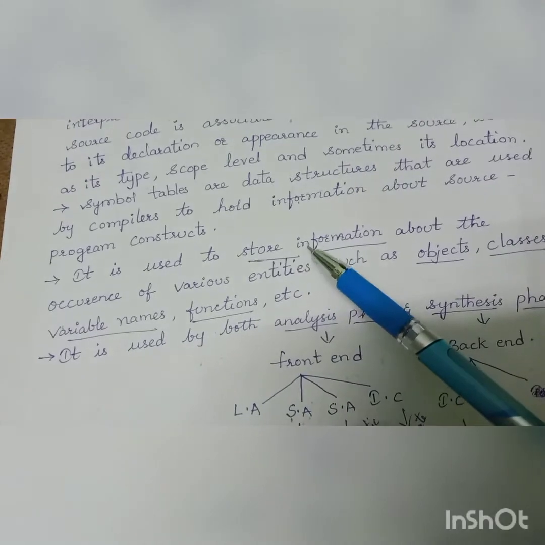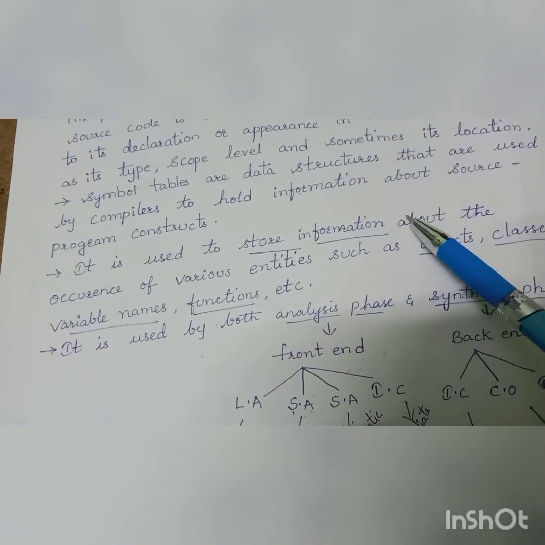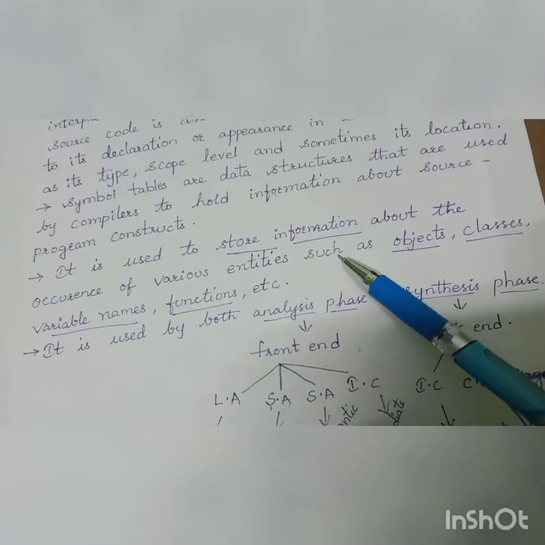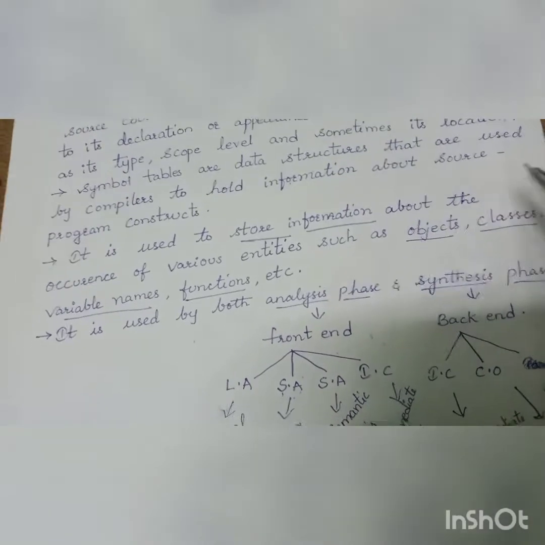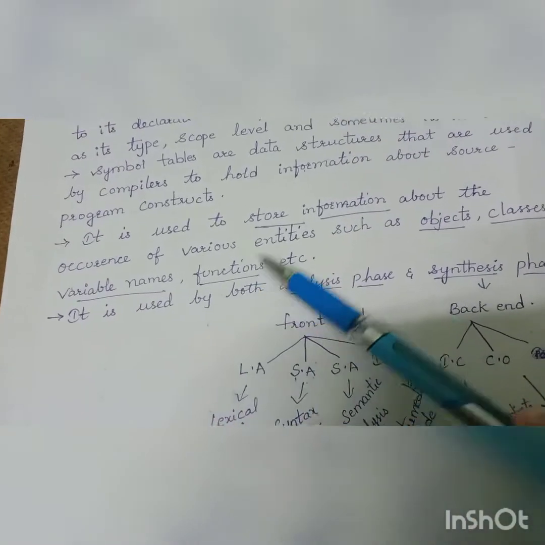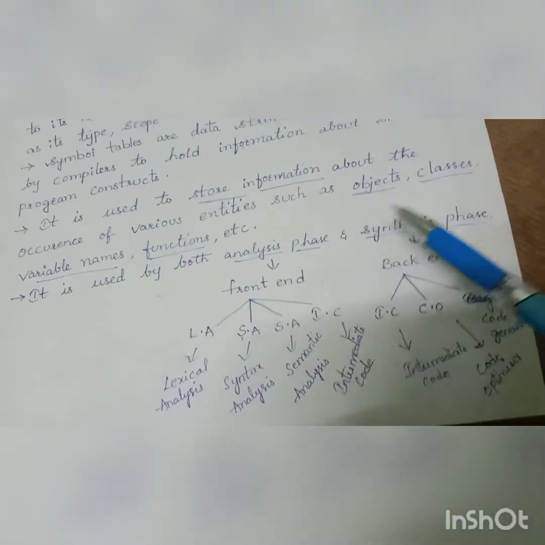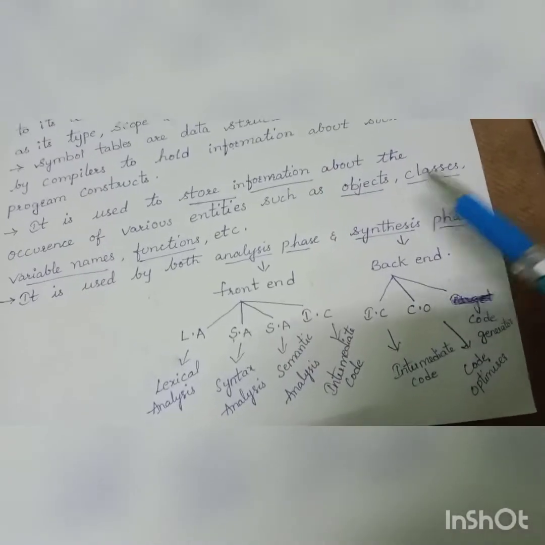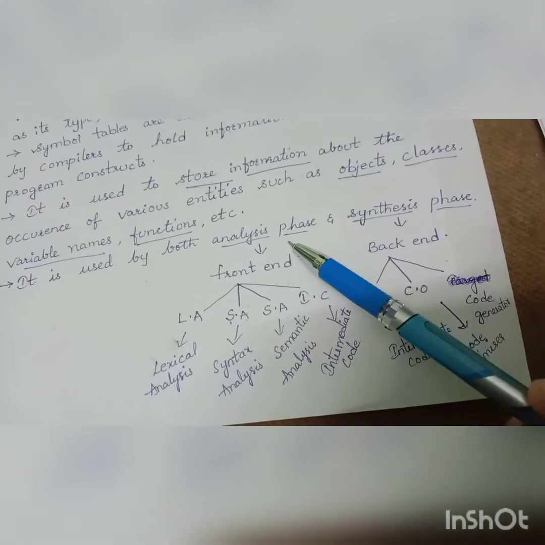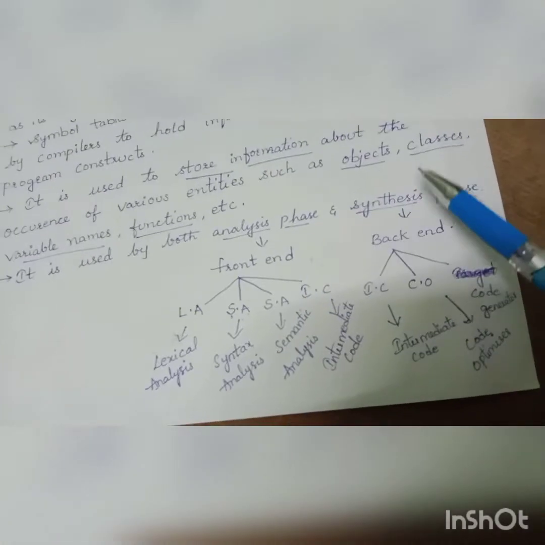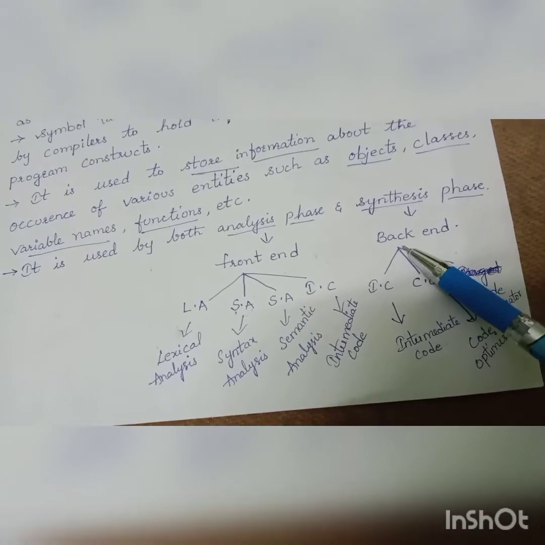So the symbol table is used to store information about various entities such as objects, classes, variable names, functions, etc. And this symbol table is used in both the analysis phase and the synthesis phase. The analysis phase is also called the front end, and the synthesis phase is also called the back end.